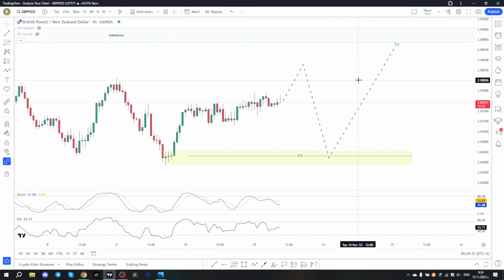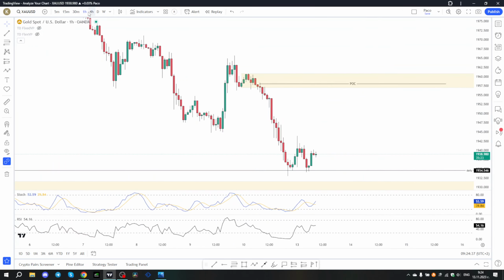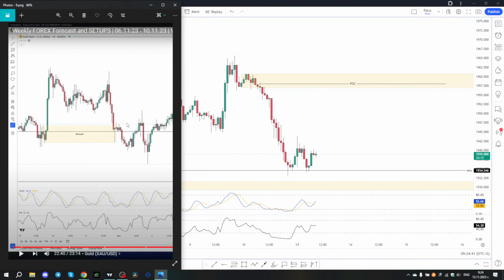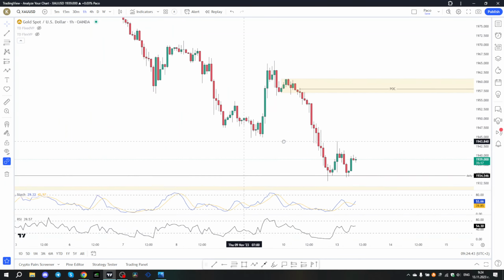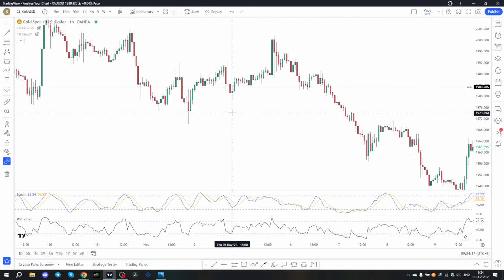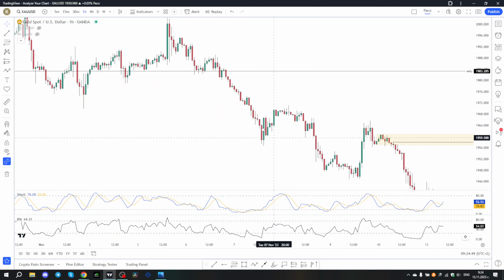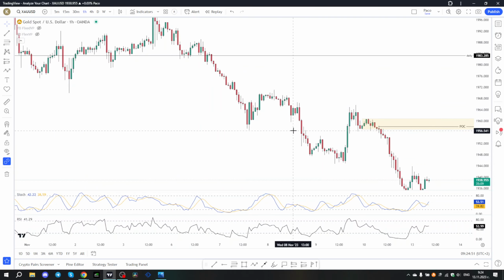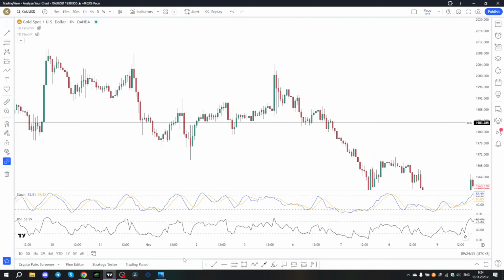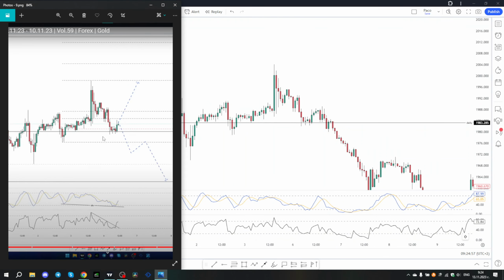Okay, and the gold, let's see the picture from last week. I think it was on the 1-hour time frame. Let me see where it is. Wednesday, Monday. Okay, so the price was just here.